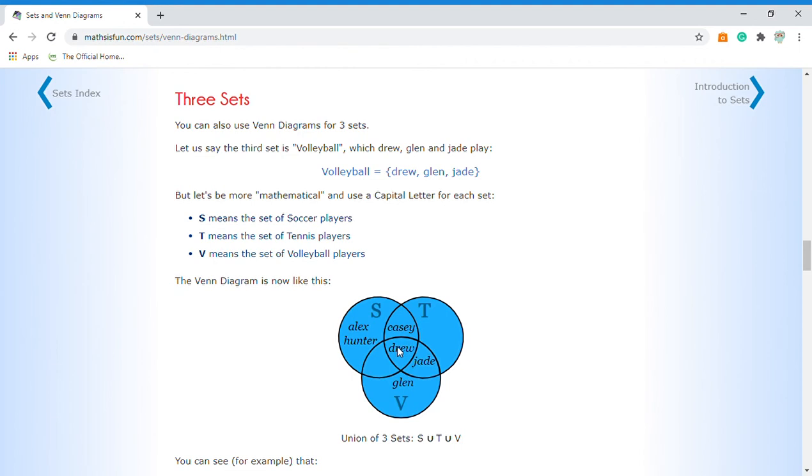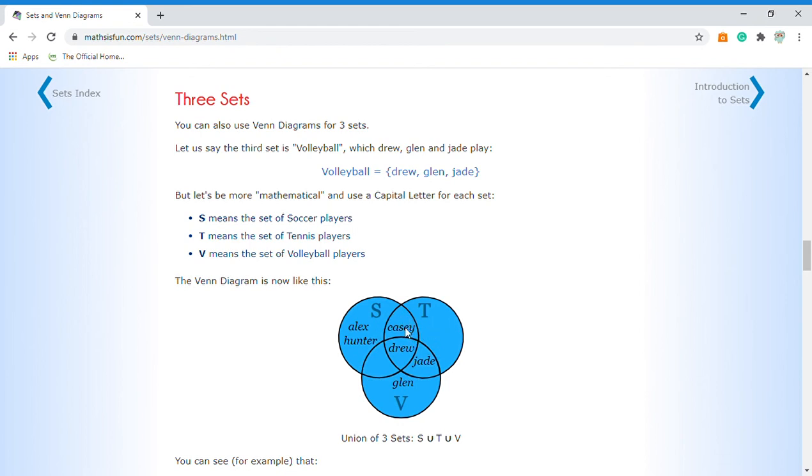Not in the middle, because do you see that this is part of the soccer circle? We don't want Jade as part of the soccer circle because Jade does not play soccer. Jade plays tennis and Jade plays volleyball. So the part of the two circles that cross between tennis and volleyball is this, and that is where we write the name.